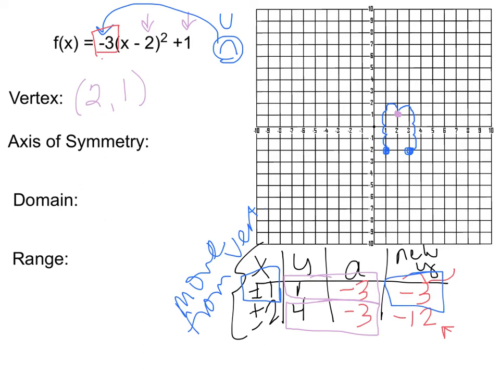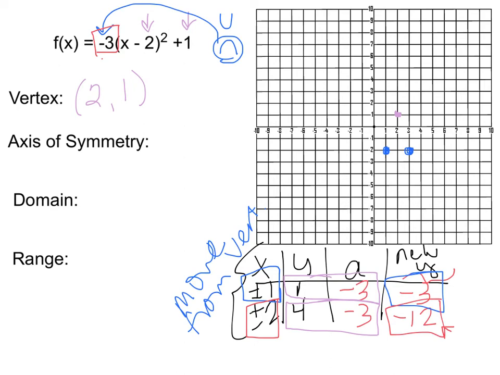Notice I didn't have to plug anything in. I didn't have to do a T-chart. I put the blue on there because the blue is to show movement, but I'm going to take that off right now because I don't want you to think that's actually part of your graph. That's just how you get to your next point. Cool. So now I have 2 plus or minus 2 and -12.